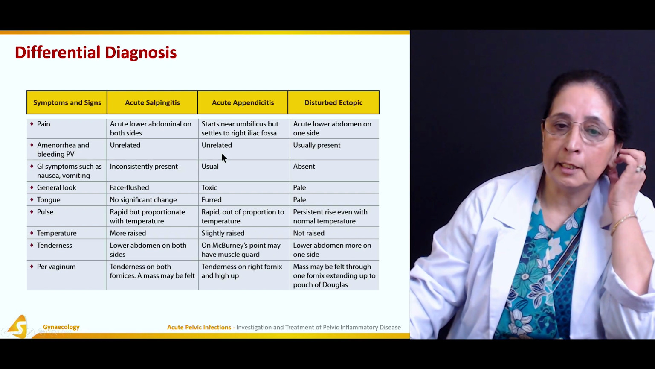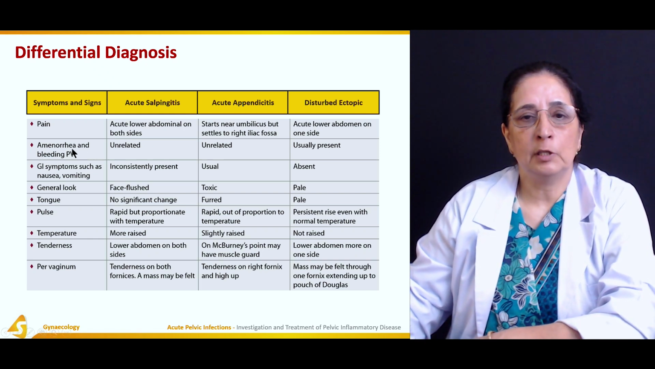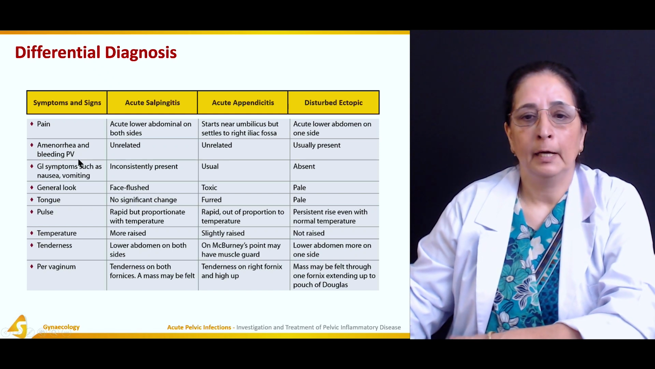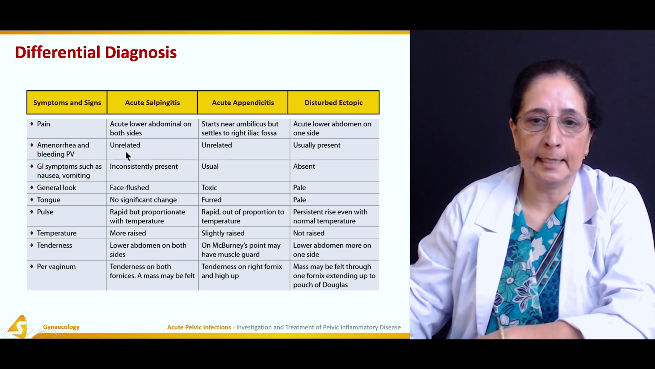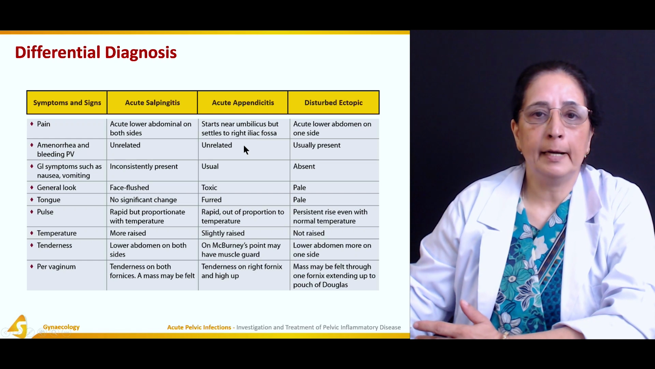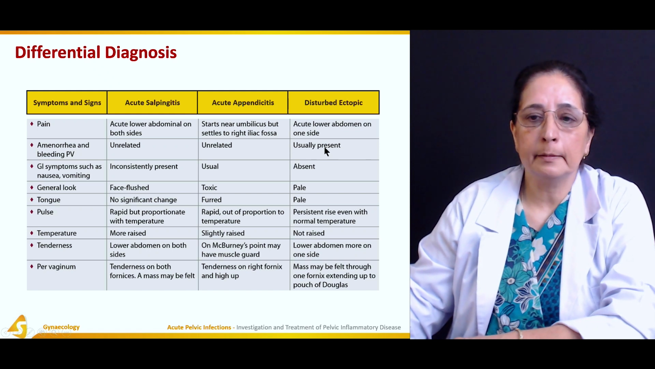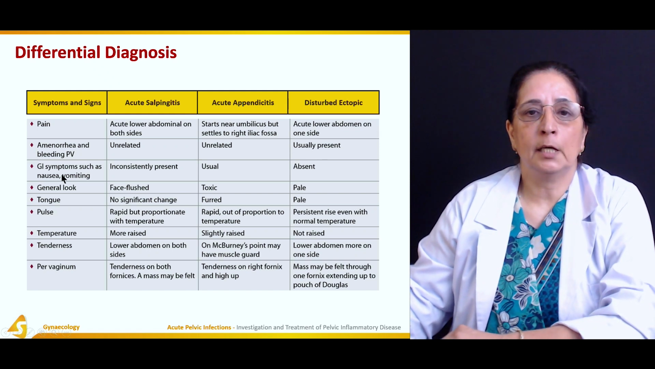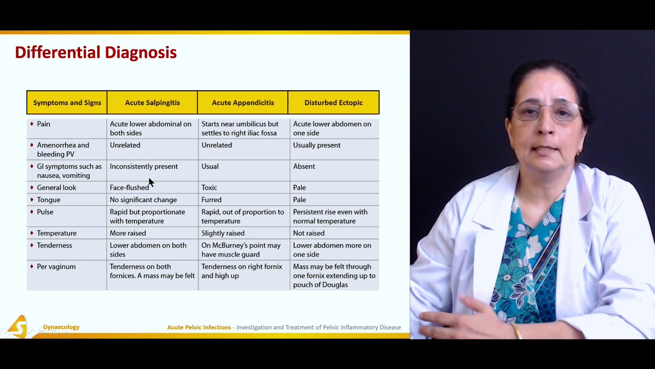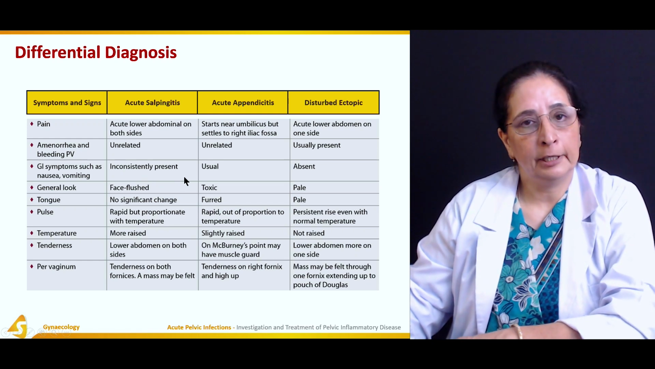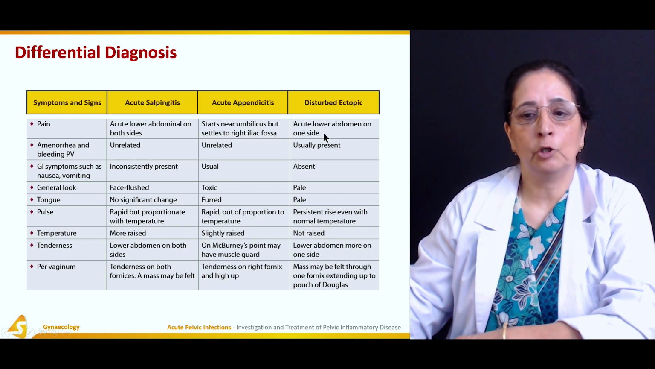Then the other differentiating point is amenorrhea, which is absence of bleeding or a menstrual cycle, and bleeding per vaginum. Usually in salpingitis, it's not present, so it's unrelated. Same in acute appendicitis, it's unrelated, but in ectopic, usually it is present. GI symptoms such as nausea and vomiting: again, in salpingitis it is inconsistently present, but in acute appendicitis, nausea and vomiting is usually present, but in ectopic, it's absent.